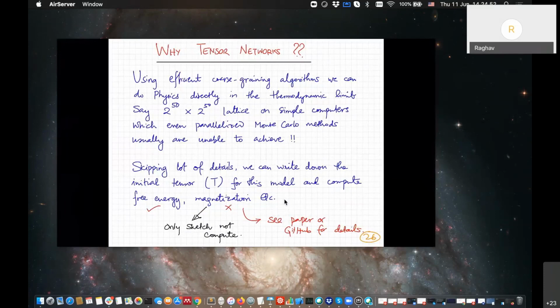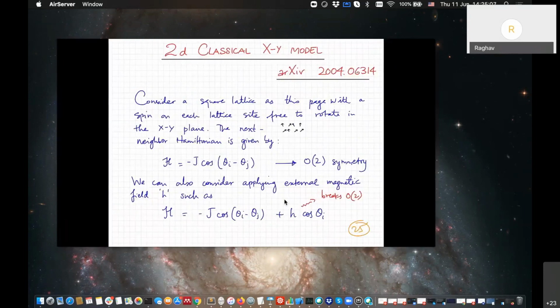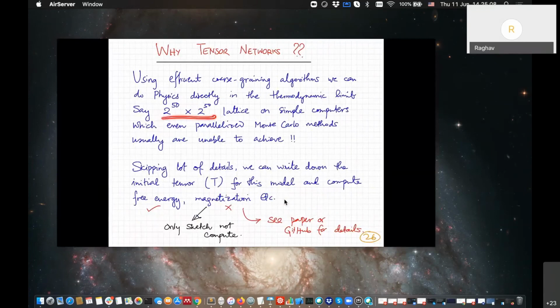So why do we want to study this, or any model, using tensor networks? Because using effective coarse graining algorithms, we can do physics directly in the thermodynamic limit. For example, in the previous paper, I studied this model on a 2^50 times 2^50 lattice, right? And we can reproduce results which are in the same ballpark as Monte Carlo methods within a matter of hours. So it's more efficient.